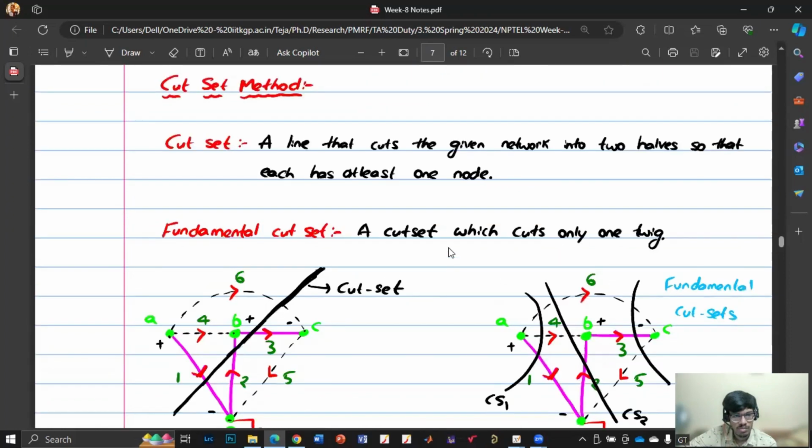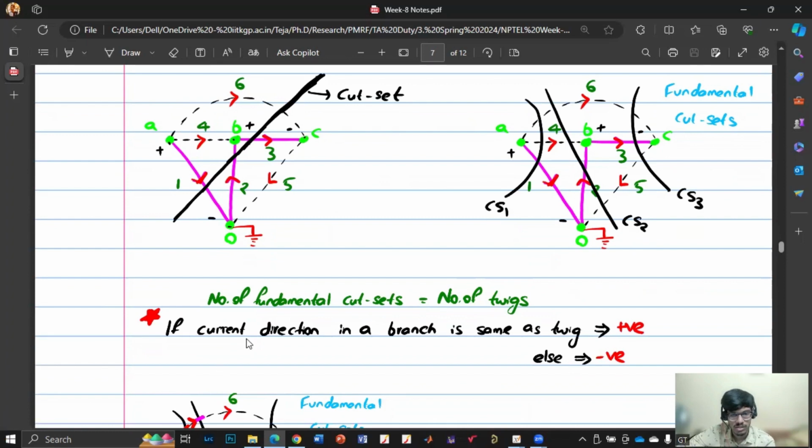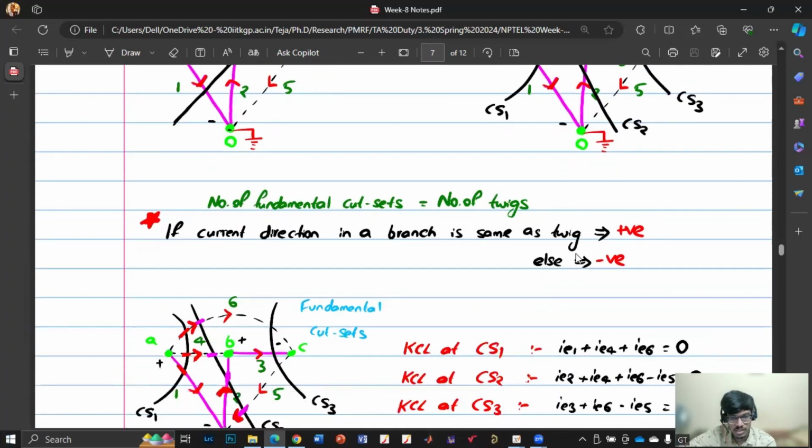Then we moved into the cut set method. We have discussed what a cut set is. A cut set is any line that cuts a given network into two halves, so that each half has at least one node. If it cuts only one twig, which is a branch of a tree, then it is called a fundamental cut set. We have to consider fundamental cut sets, which are equal to the number of twigs. If the current direction in a branch is the same as the twig, then it is positive, else it is negative.